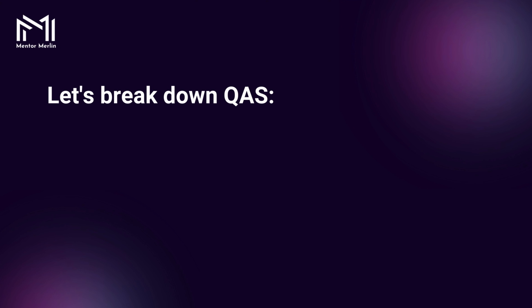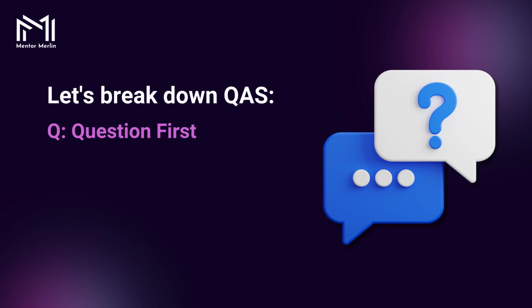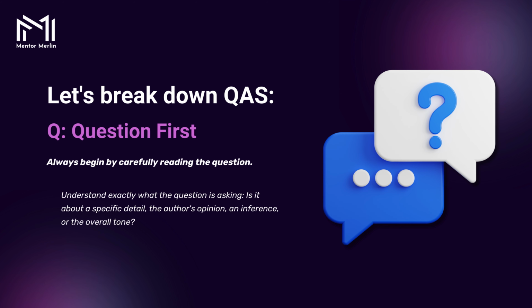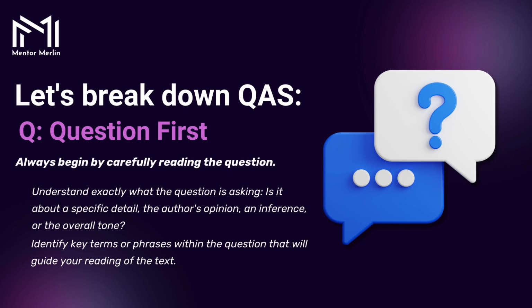Let's break down QAS. Question first. Always begin by carefully reading the question. Understand exactly what the question is asking. Is it about a specific detail, the author's opinion, an inference, or the overall tone? Identify key terms or phrases within the question that will guide your reading of the text.